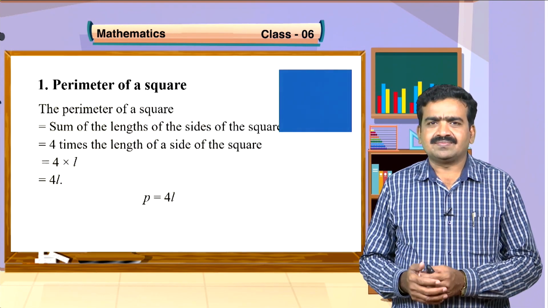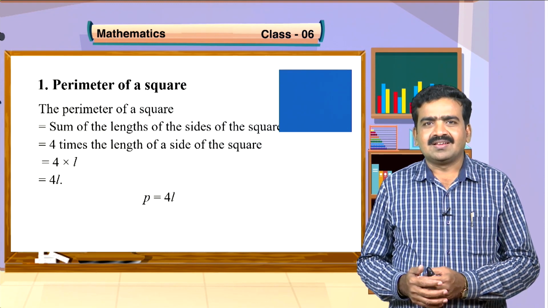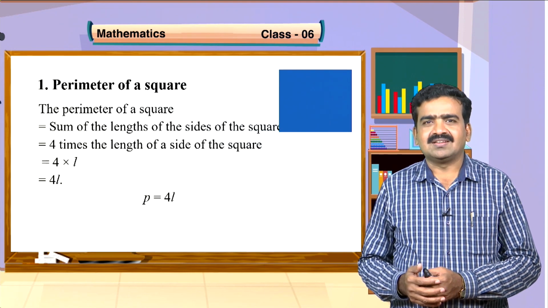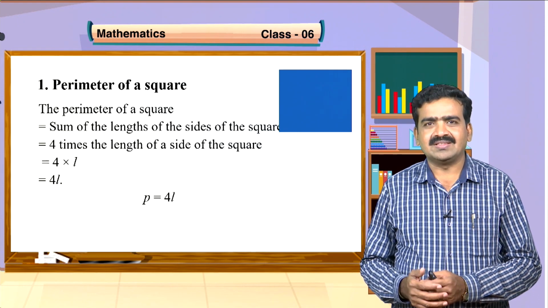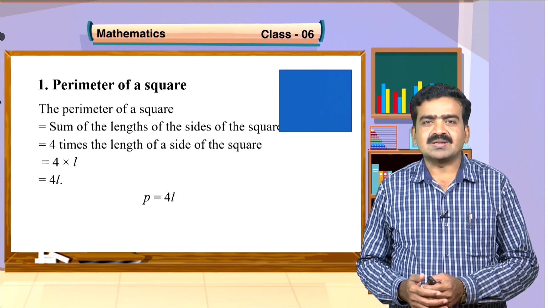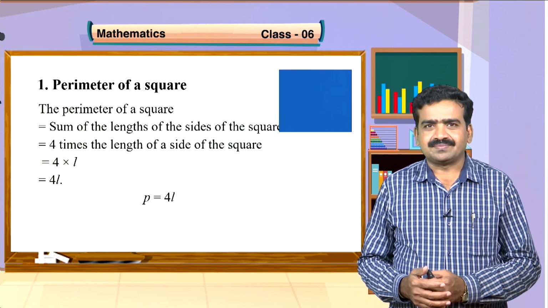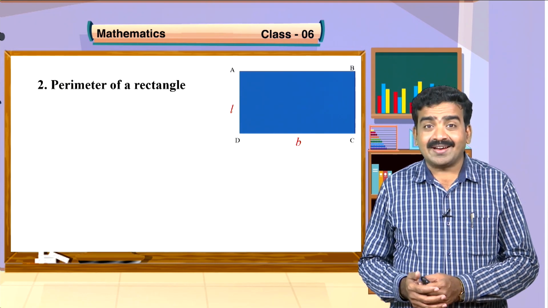We have got the general formula for the perimeter of a square. You know that the sides of a square are equal. So if we consider L for each side, then the perimeter becomes the sum of the four sides, which will be equal to 4L.